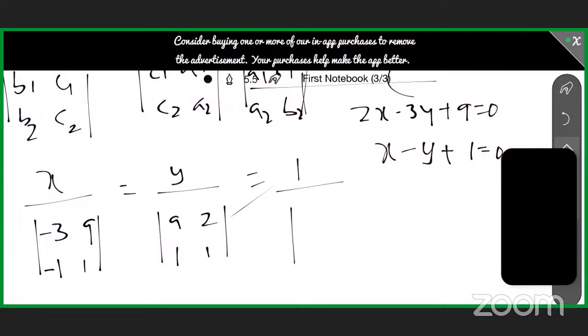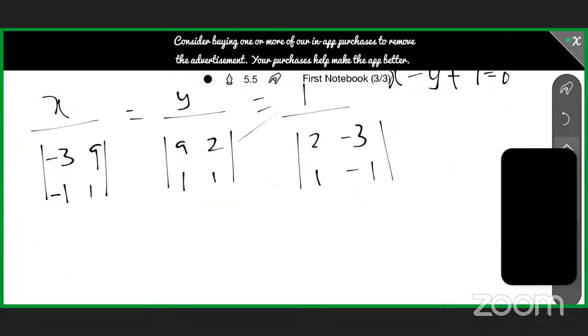a1 value is how much? 2. b1 value is minus 3. a2 value is 1. b2 value is minus 1. So simplify this one. Determinant expansion. Therefore, x divided by minus 3 minus of minus 9. That is plus 9 minus 3 is equal to plus 9.